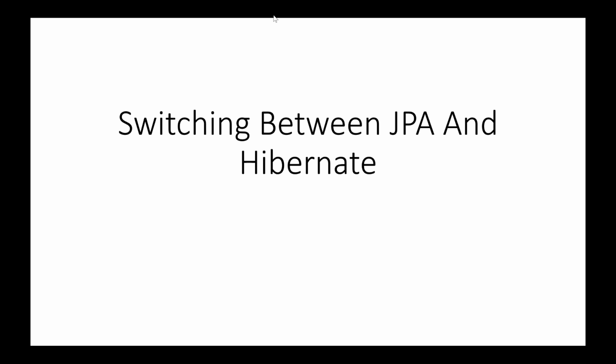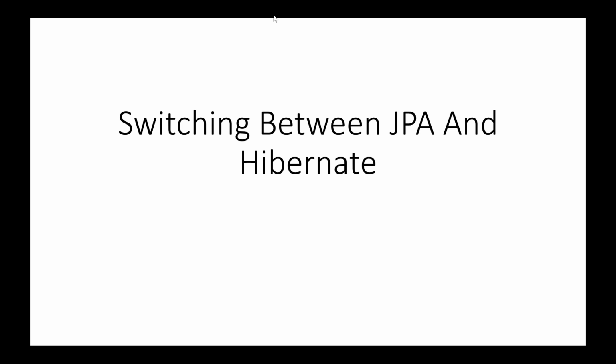Today we will discuss how to switch between JPA and Hibernate. Suppose we are using Entity Manager Factory of JPA. So all these APIs of JPA we can access through Entity Manager Factory. But think about it, you want to access an API that is only present in Hibernate, but that API is not there in JPA. So in that case, how are you going to use that API from Entity Manager Factory?